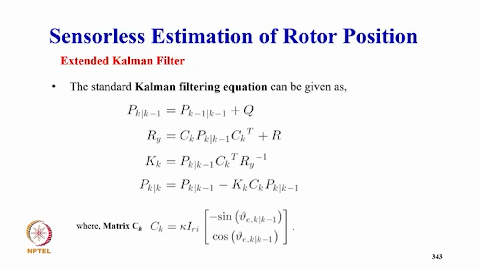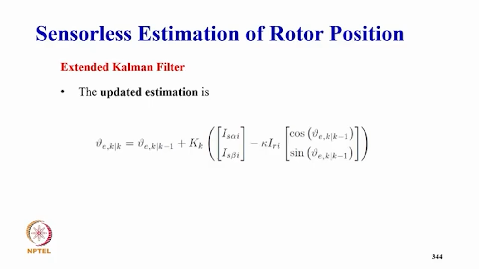So with matrix C_k equal to [k r, minus sin], and k equal to minus 1, and cos v equal to k at k minus 1. The updated estimate is v_k equal to v_k|k-1 plus K[alpha minus ..., beta minus ...], where cos theta, cos sigma at k minus 1 and sin theta at k minus 1.